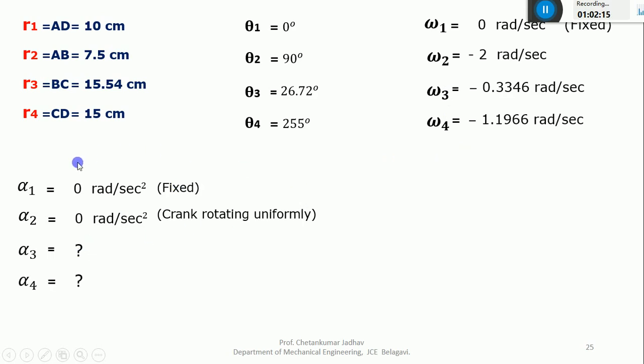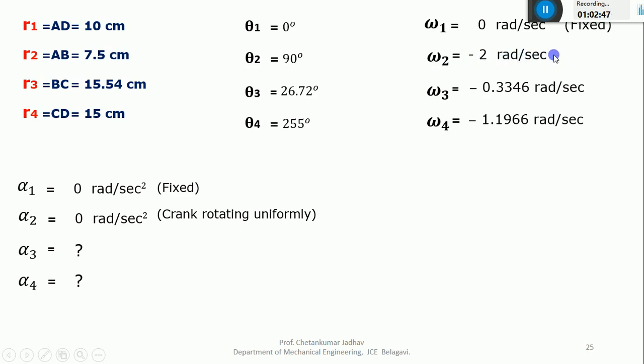And still I need to find out the acceleration. First I got the magnitude and the displacement, and after solving the second equation I got the angular velocity, that is omega 3 and omega 4, which was asked in the problem. And still I need to find out the angular acceleration, alpha 3 and alpha 4. Since the first link is fixed, the velocity is also 0, hence the acceleration is also 0. And you can see here the angular velocity of the second link, that is 2 radian per second.